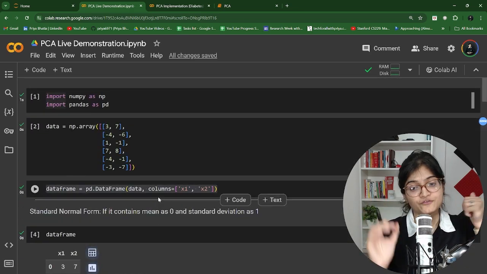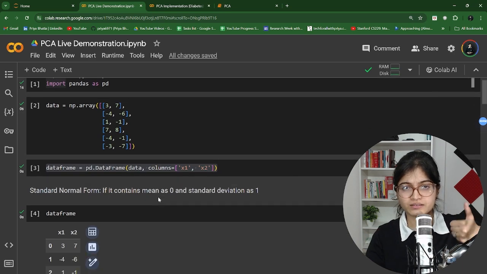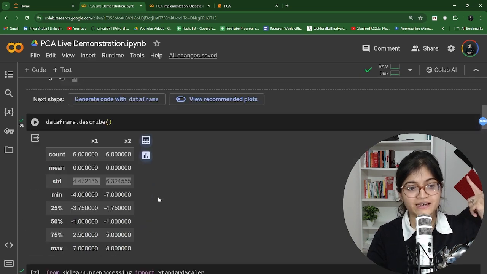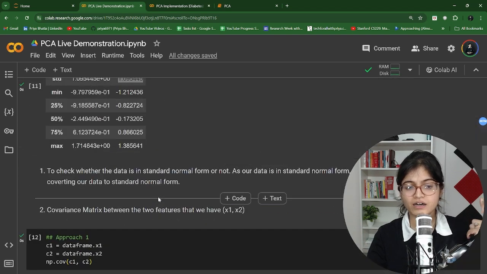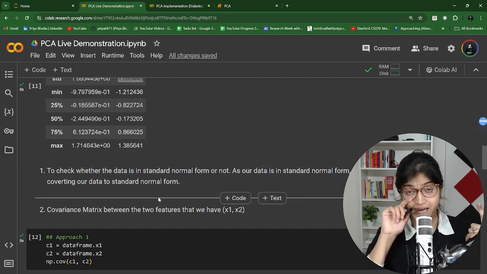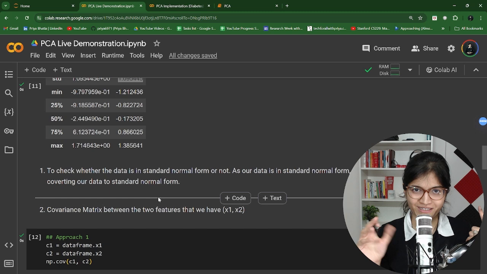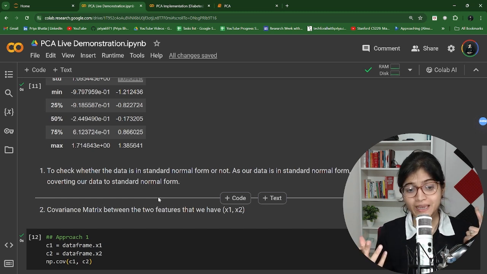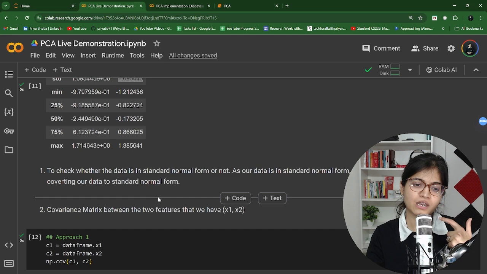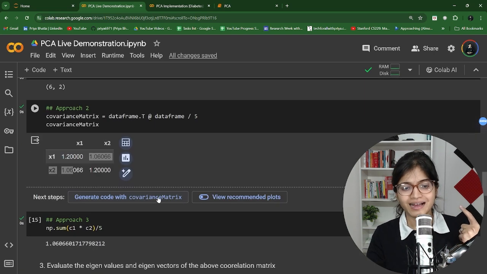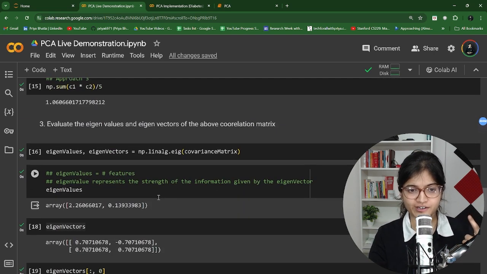So in a nutshell, the first step is to check whether the data is in a standard normal form or not, to avoid the bias. The second step is to create a covariance matrix. I have already explained mathematically what the literal meaning of the same is. There are 3 ways which we have seen. One is directly calling the function, another is directly using the formula, and the last one is again with the help of the formula itself.